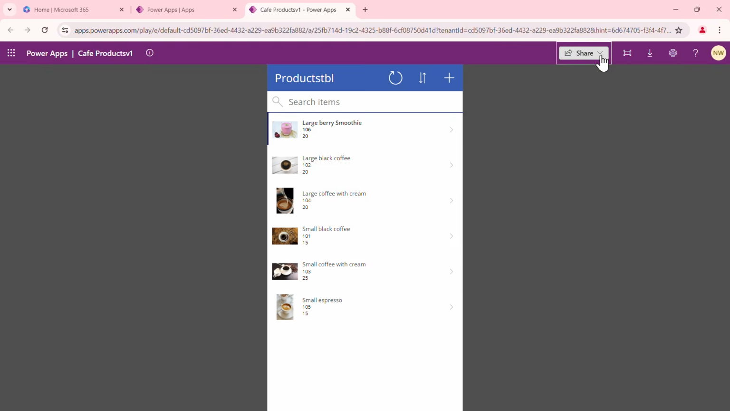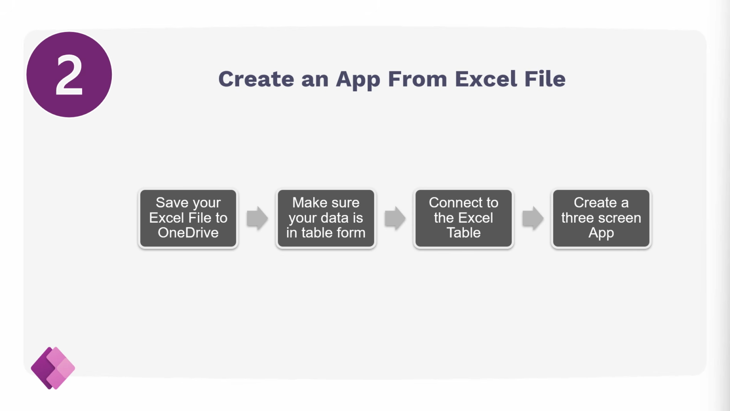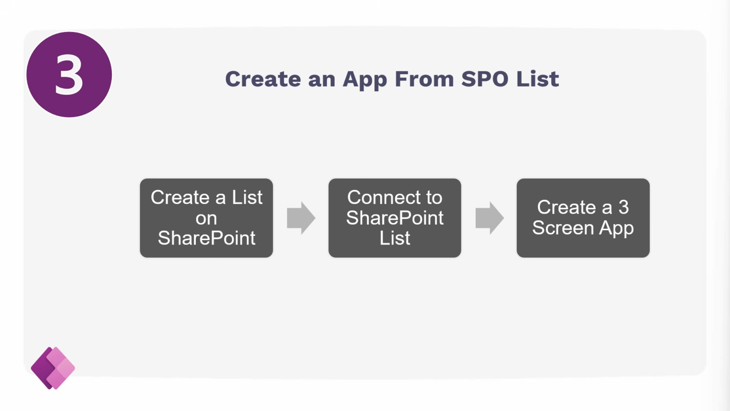Now to share it, I can simply click on the share icon here. And just like with any other Microsoft product on SharePoint, we can either generate an email link, or we can copy a link, or we can add this to Teams as well. We'll discuss how we can share this app a little later on, but that wraps up our creating an app from Excel file tutorial.